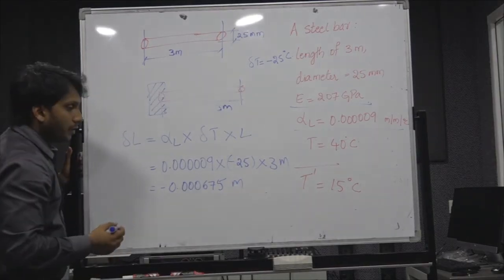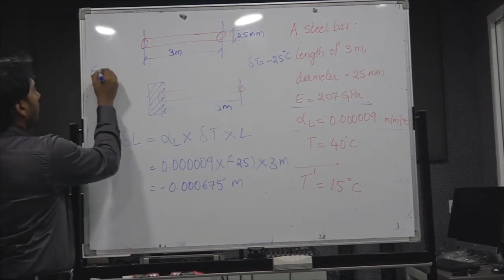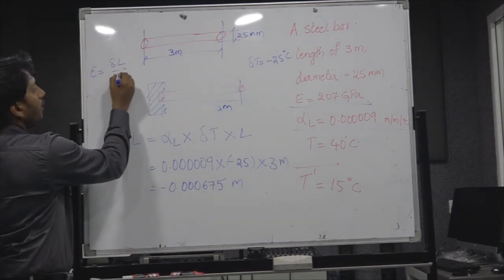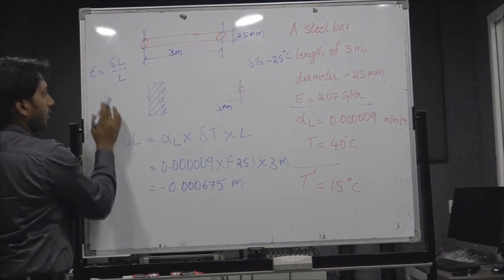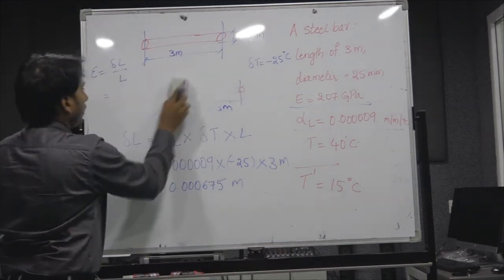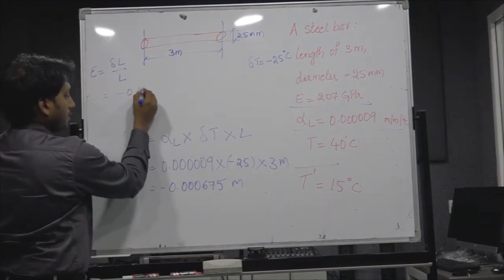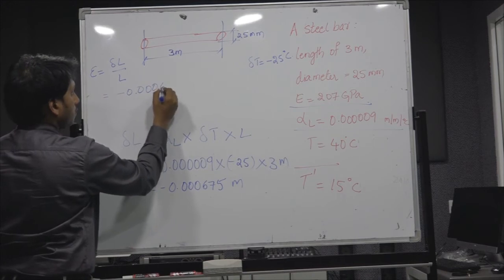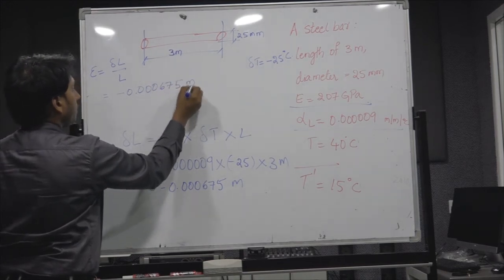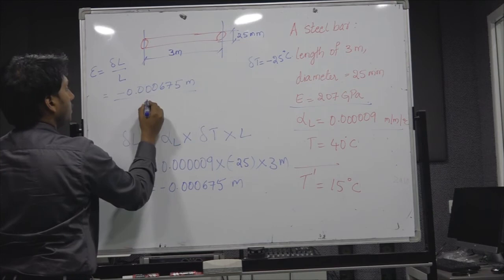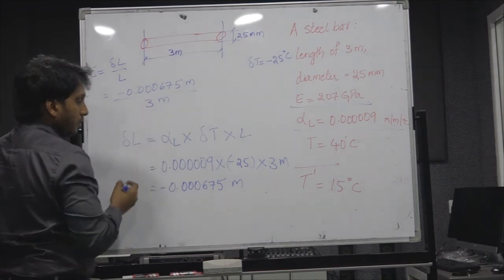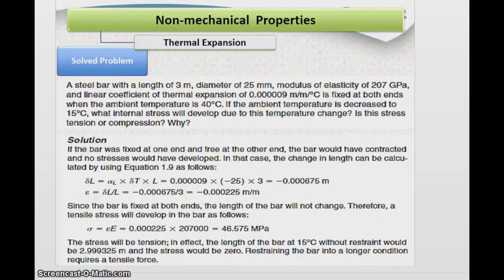So you want to calculate strain. Strain, we have the formula delta L by L. What is delta L here? You got delta L as minus 0.000675 meter, divided by the original length, 3 meter. If you solve this, you will get an answer of minus 0.000225.